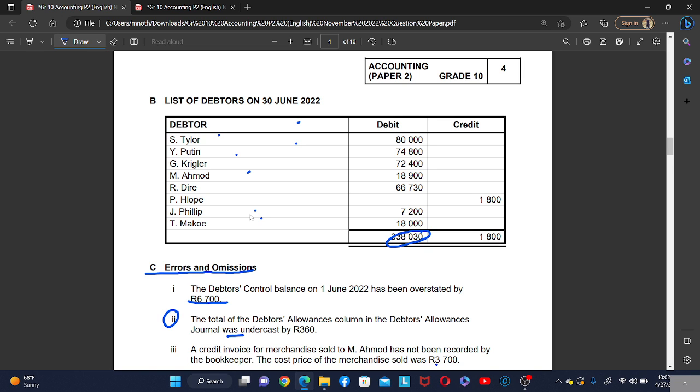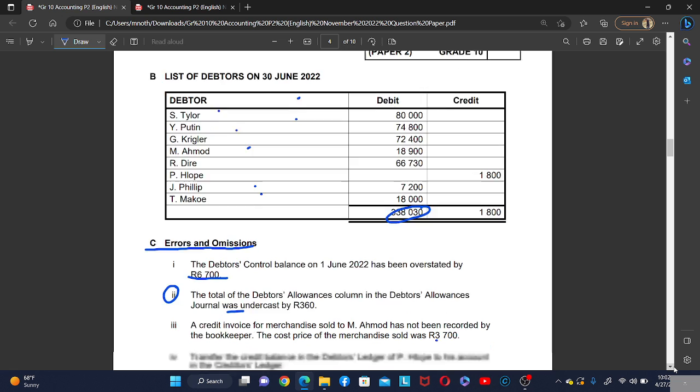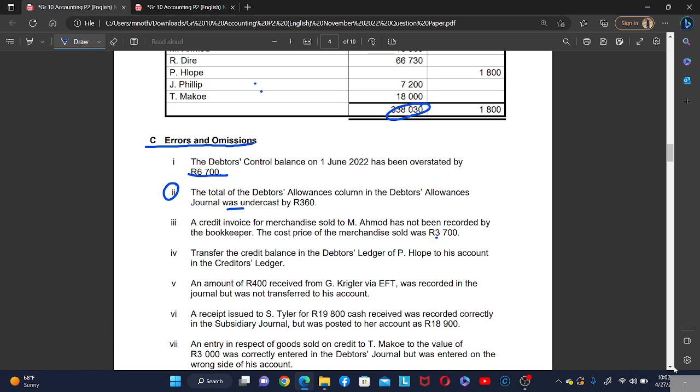So now to correct this, we must increase his account. Because here they are saying transfer the credit balance in the debtors ledger of P. Hlophe to his account in the creditors ledger, we must come to the debtors control and increase it. The reason we are increasing it is because it was decreased more.